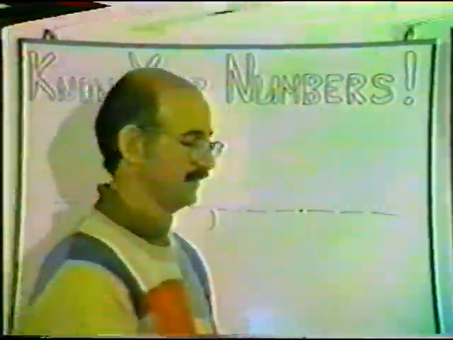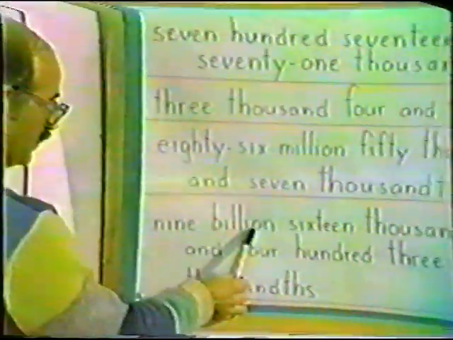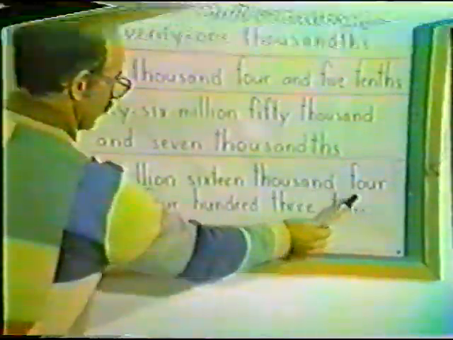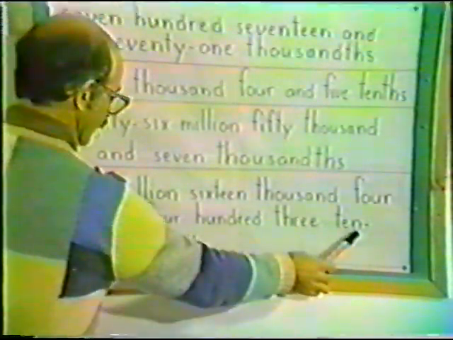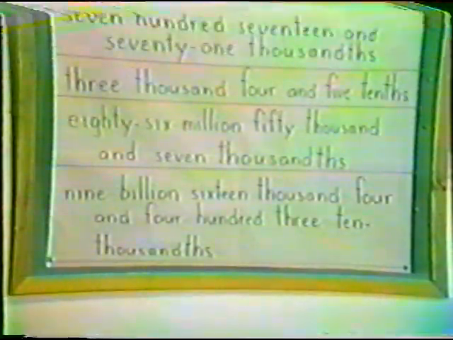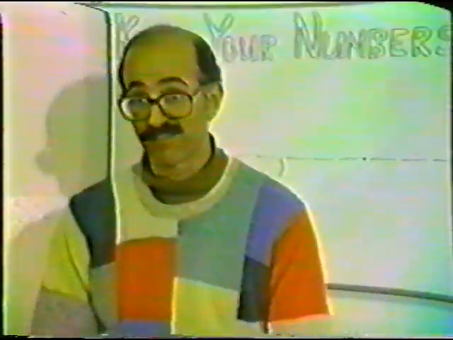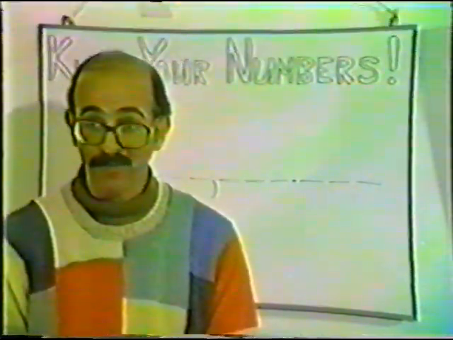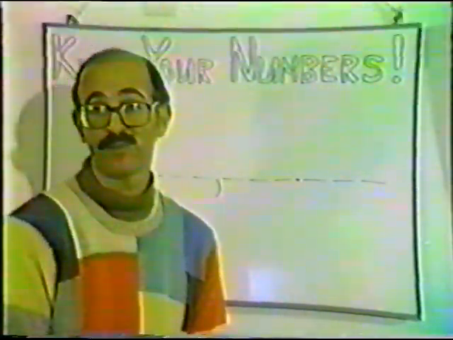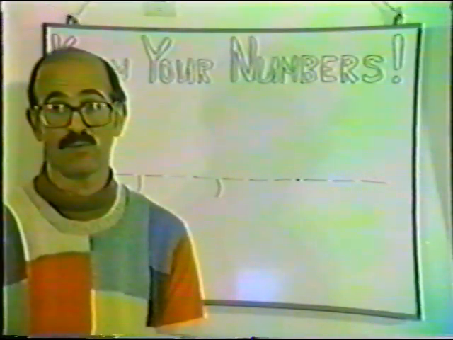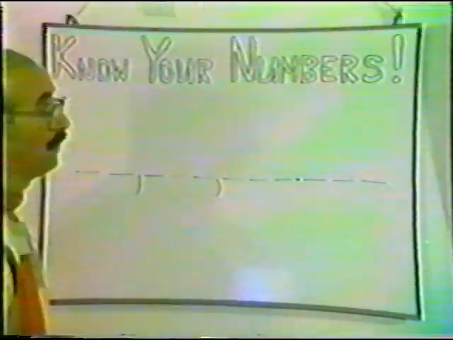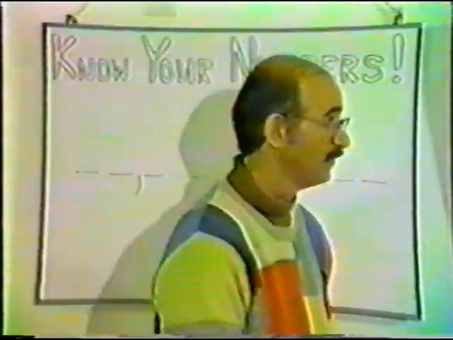Let's read it. 9,016,004 and 4,103/10,000. What a mouthful. That's a lot of number. We'll have to do that a little bit at a time or we'll get marbles in our mouth. All right, it says 9 million. We'll have to start with a million comma. Billion. See, I got marbles in my mouth already.